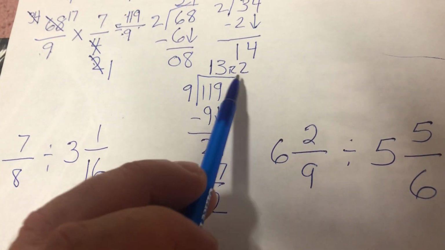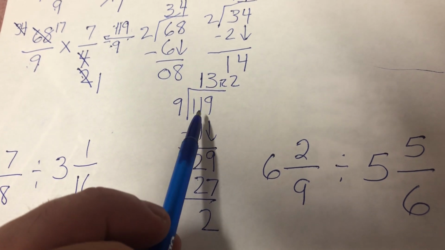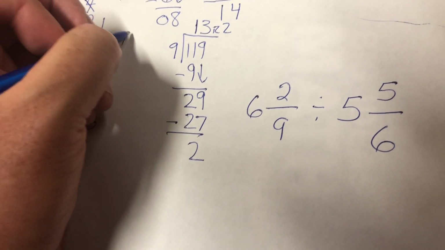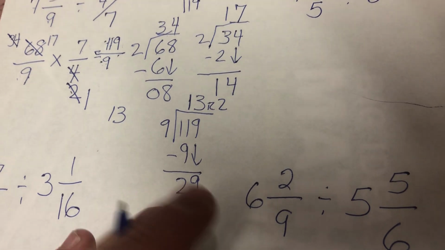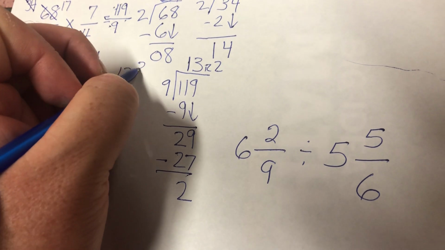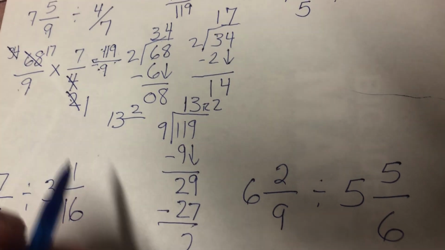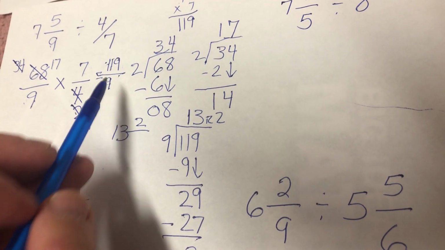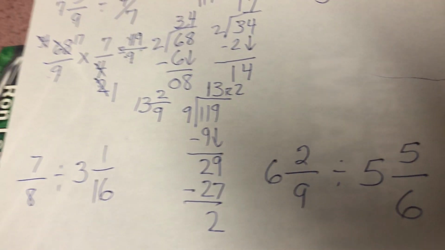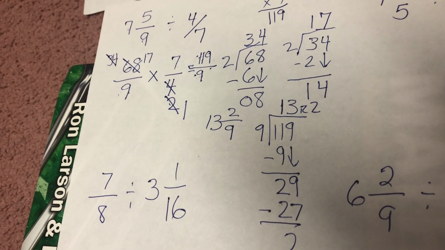Now, how do I take this and turn it into a mixed number? Well, we saw that 9 can go into 119 13 times. If I take 9 into 119 13 times, there are 2 left over. That's my numerator. My denominator here was 9. I was dividing by 9. My denominator there is going to be 9. I end up with 13 2/9. All right, moving right along.